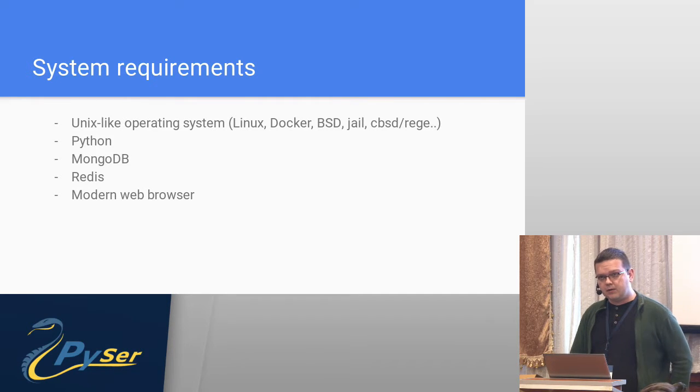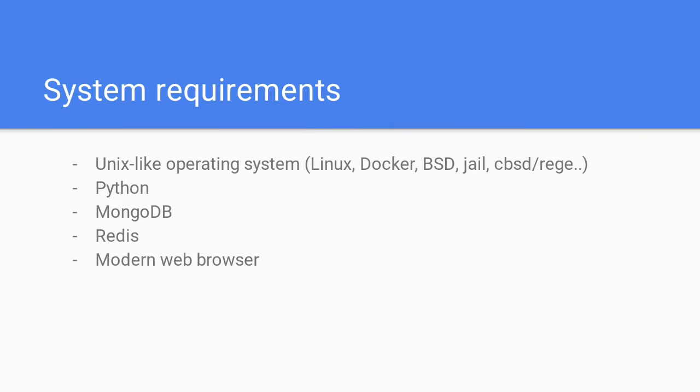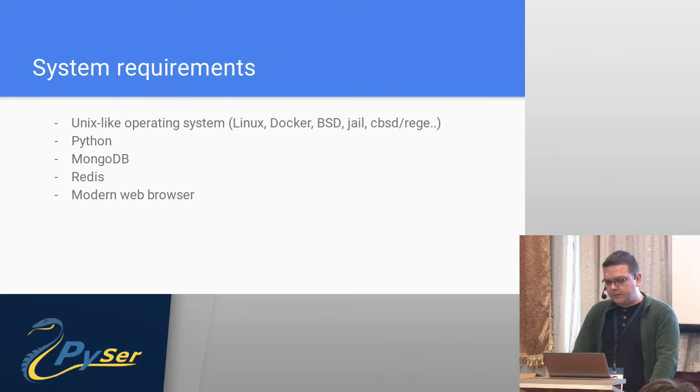In order to run OneLove on your own, these are the system requirements. We did our best effort from the beginning to enable OneLove to run in as many different environments as possible, and you will need a Unix-like operating system such as Linux or BSD. We also support containers, so you can run it in Docker and a CBSD jail. You will need Python, of course, a Mongo database, Redis, and a modern web browser such as Google Chrome or Firefox.